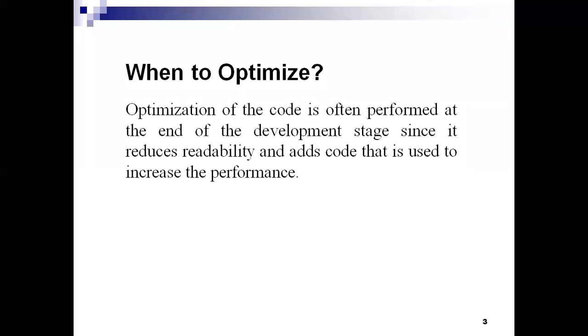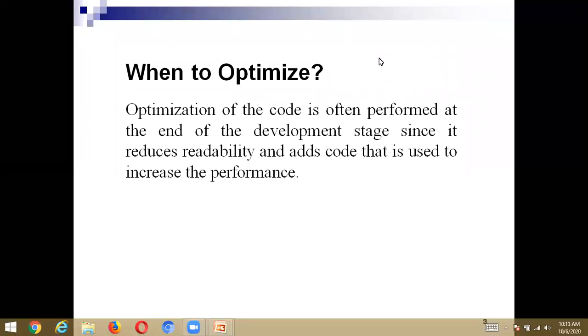Then I need to know when to optimize. In the previous slide, I raised a question: does the optimization take place before the code generation or after the code generation? Once again I am raising the question: where exactly can the code optimization be applied, before the code generation phase or after the code generation phase? That is my question now, and for that question, my answer is here.